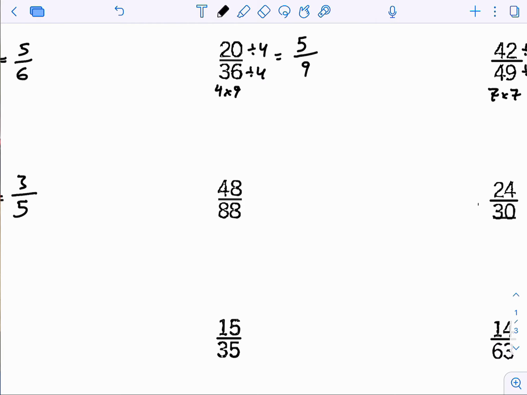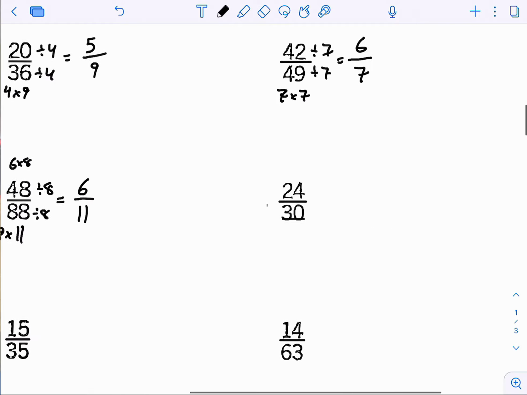Okay, 88. Really all you ever think of is 8 times 11. Either of those going to 48? Yes, 6 times 8 is 48. So divide by 8, divide by 8. Okay, it's going to be 6 over 11.